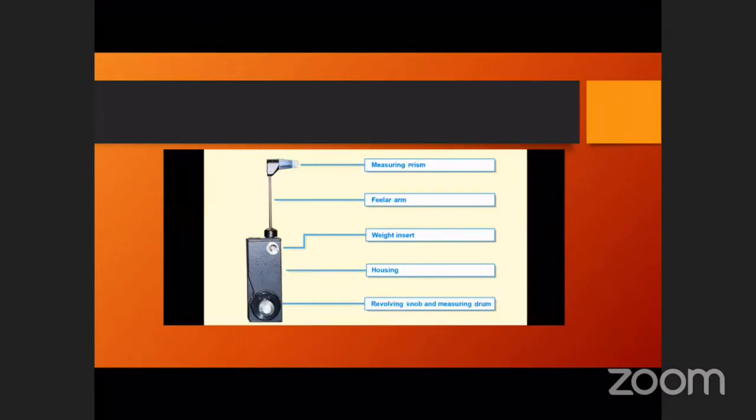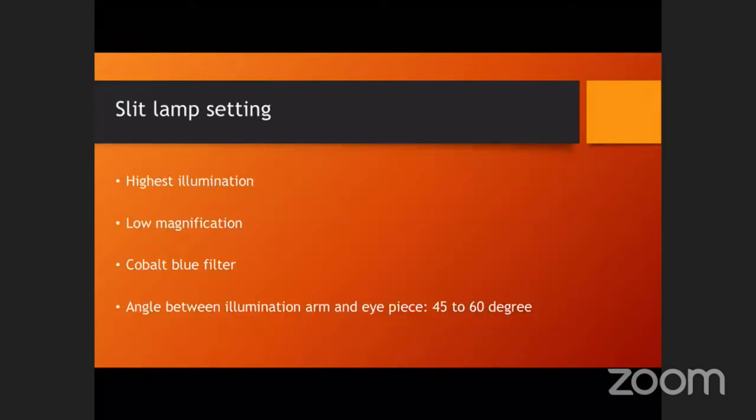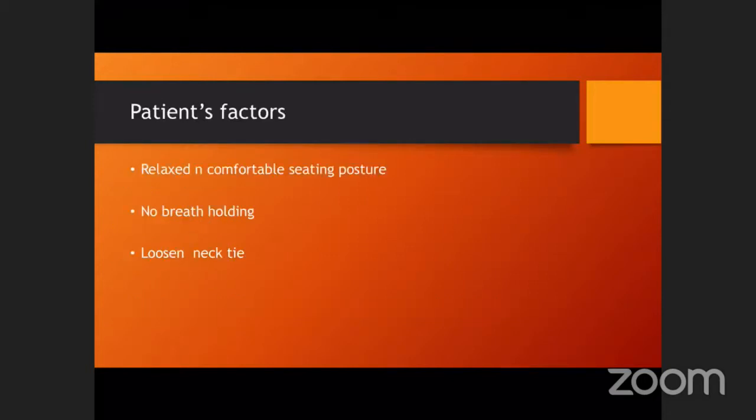So these are the important parts of the Goldmann Applanation Tonometer. On the top, there's a biprism. Then you have a housing and you have a revolving knob to measure the pressure. So most importantly, what would be the slit lamp settings? So our slit lamp should be on the highest illumination, low magnification. The cobalt blue filter should be on, and the angle between illumination arm and the eyepiece should be around 40 to 60 degrees.